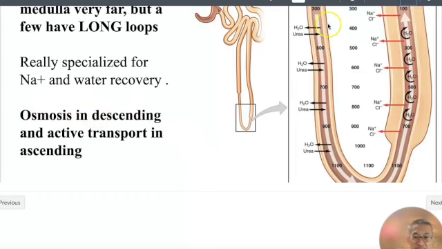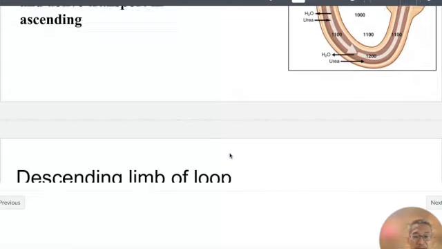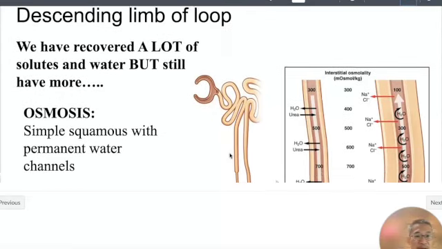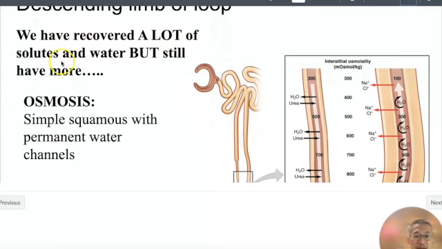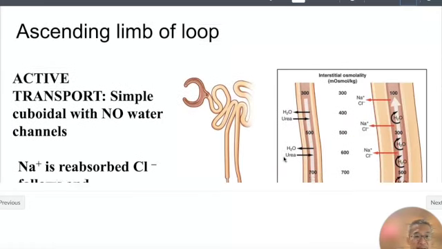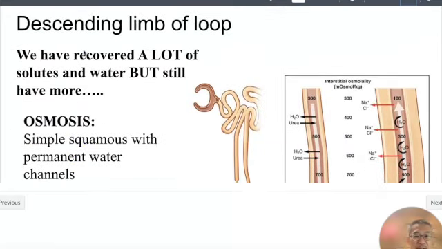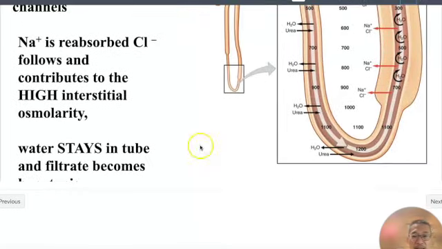Osmosis in the descending loop, so osmosis is the movement of water, and then active transport in the ascending loop. It's going to pump out more sodium. So in the descending loop of Henle, we have recovered a lot of solute and water, but still have more through osmosis, and 15% of the water can be reabsorbed because of the increase in interstitial osmolarity. So we're talking about this one, the descending loop, and then this one, the ascending loop.